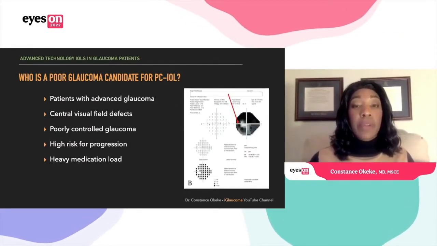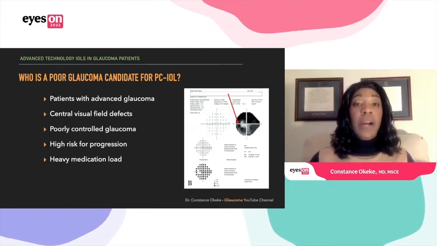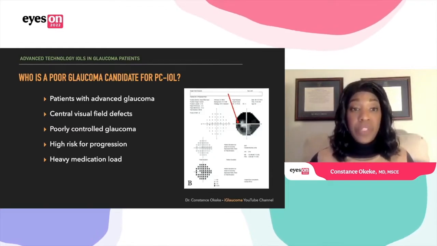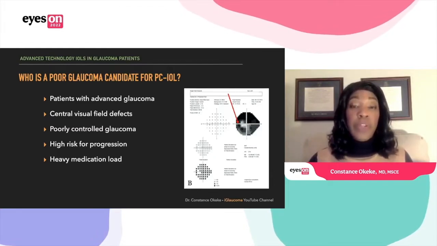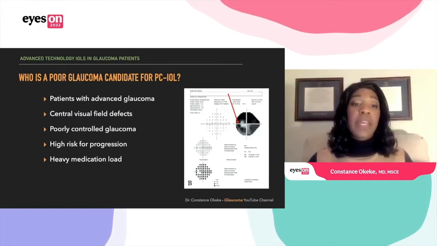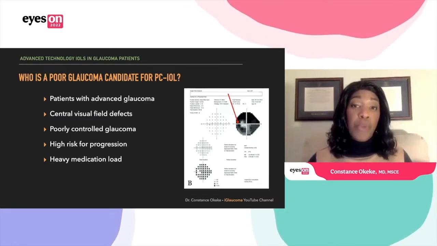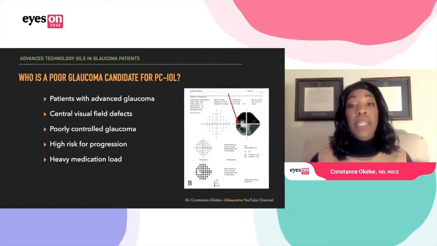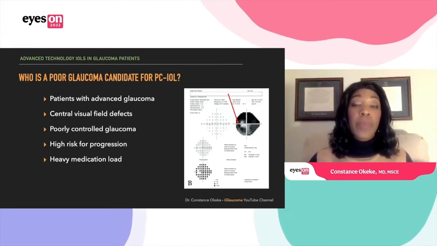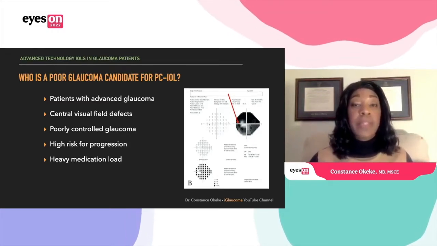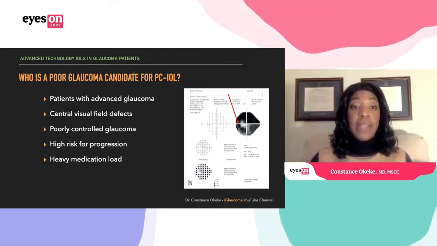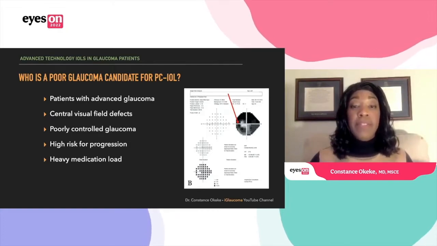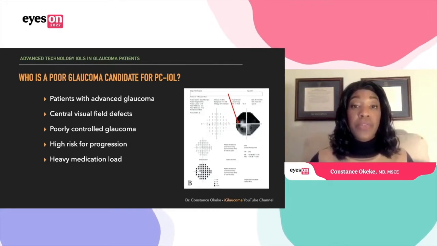Now, there are then the poor candidates that are sometimes very obvious, the ones that have advanced disease, if they have any kind of central visual field defect, if their glaucoma is very poorly controlled and aggressive, if they have high risk for progression. These are patients that may need a trabeculectomy or a tube shunt, and those don't marry as well with these advanced technology lenses because of the astigmatism that they create. And if they have a really heavy medication load, they may have a lot of difficulty with getting their ocular surface under control.